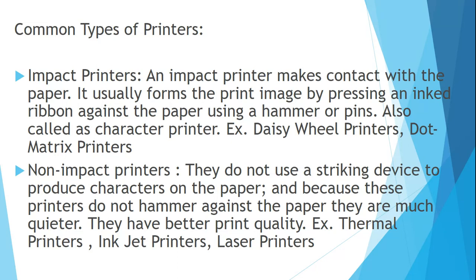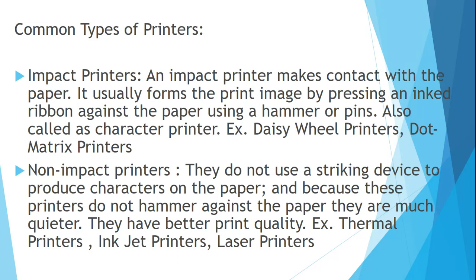In an impact printer, the head of the printer which prints, the head of the pin which prints, comes in direct contact with the paper and it forms the image on the paper. An inked ribbon is placed in between the pin and the paper and when the pin is hammered on that inked ribbon, the letters are printed on the paper. There are different kinds of impact printers: daisy wheel printers and dot matrix printers, and they are also called character printers.